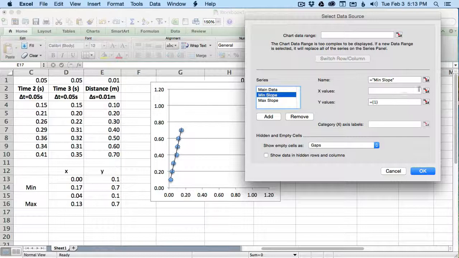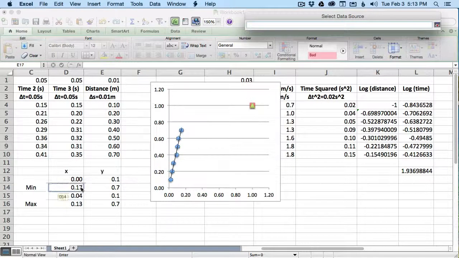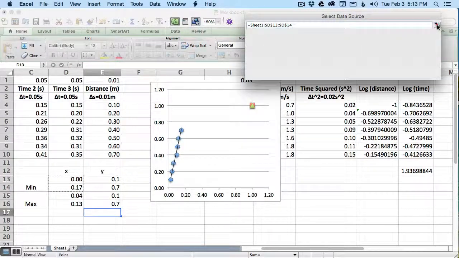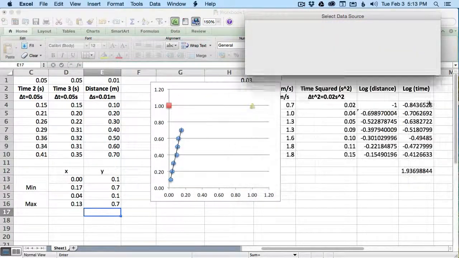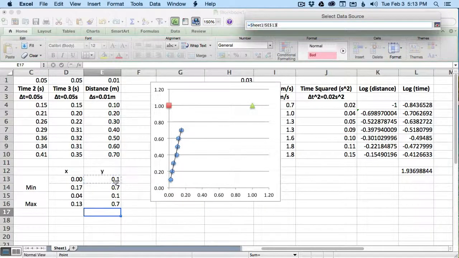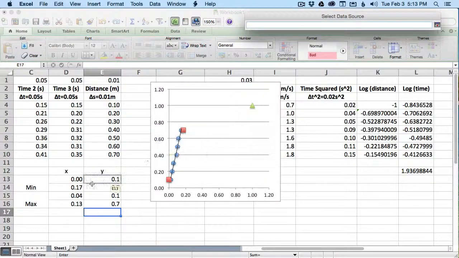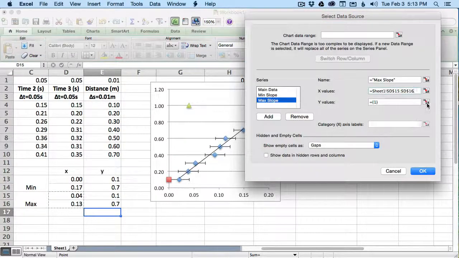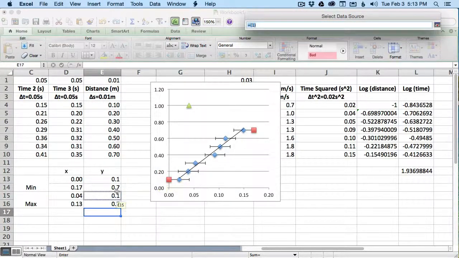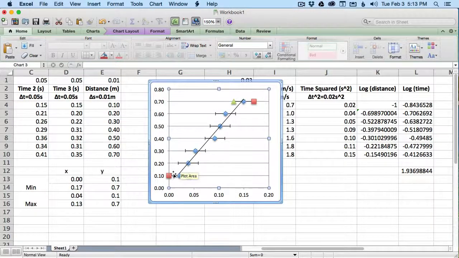All right, for the minimum slope, we know our two x values. Two x values are right here. If I can select those, there we go. And for the minimum slope, our two y values are these two values right over here. Select those and hit there. For max slope, I'll do the same thing. The x values are here, and the y values are here. I like making it very obvious on the graph. Just makes it easier for me. And now we see that we have two sets of points, the red and the green.